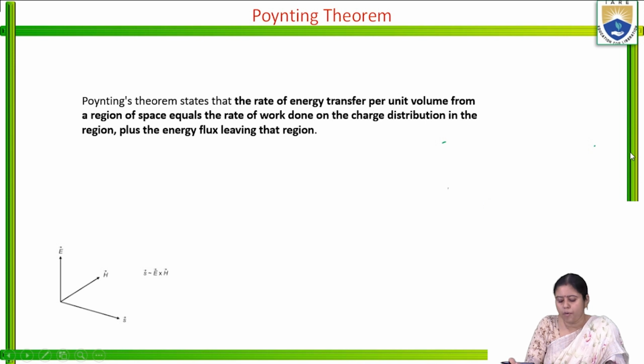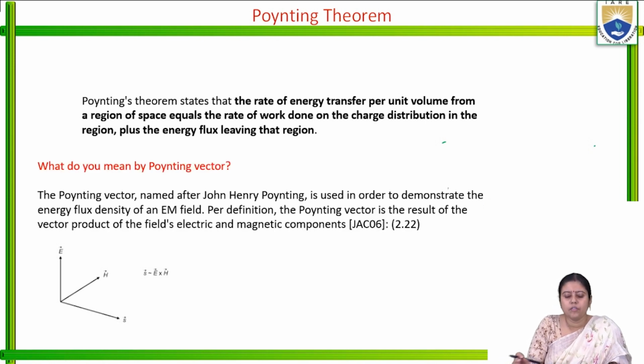Based on this, Poynting gave one more law. What is the law? The Poynting vector, named after John Henry Poynting, is used to demonstrate the energy flux density of an electromagnetic field. So what does the Poynting vector tell? The Poynting vector tells the energy flux density of an EM field.